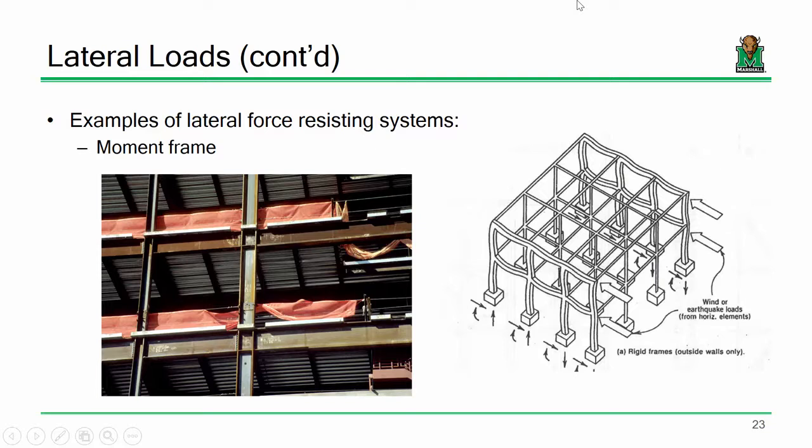Also, you can kind of see just looking at the columns. This is a regular old column that's resisting gravity loads, and then this is part of the moment frame. Can you see the difference between the columns? The columns are much larger, okay?